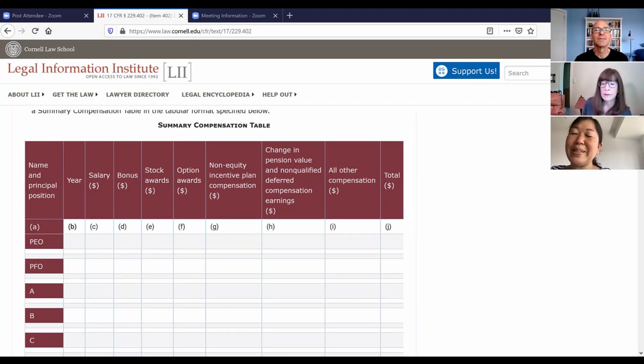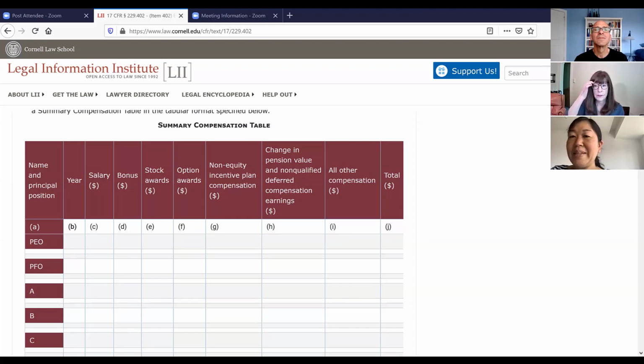So two frequent questions that we get. One is, if an NEO forfeits an award that they've just been granted that year because there's, for example, a termination of employment, do you still have to report that grant? And the answer to that is yes. The SEC has come out and said yes, because the decision was made to make the grant in the first place, even if they literally forfeit the award in the same year, you still have to report it.